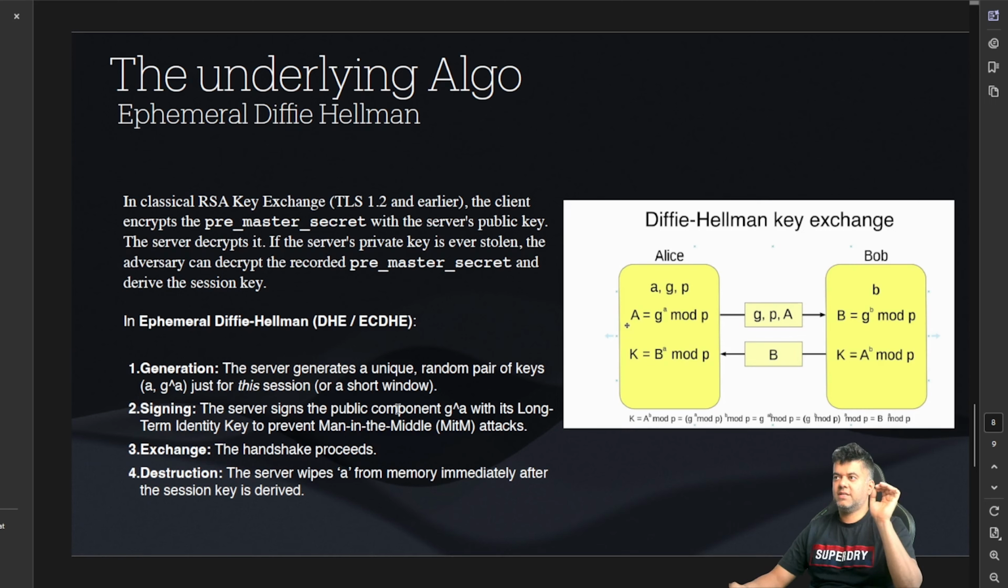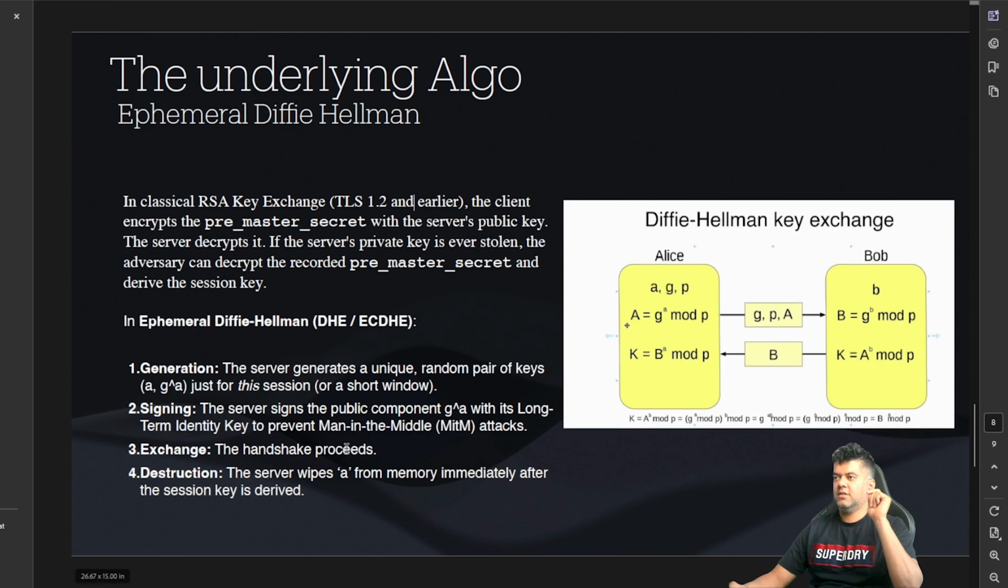Okay. And the server signs the public component, G raised to A, which we've already seen the math for, with its long-term identity key to prevent man-in-the-middle attacks. Okay, so we've seen this math where A is equal to G raised to A mod P. You send values like G, P and A to Bob, Alice sends that to Bob, and Bob gets G raised to B mod P. So they both calculate different functions, but at the end, they come up with the same key when they apply this kind of math, right? I've shown you how this works.